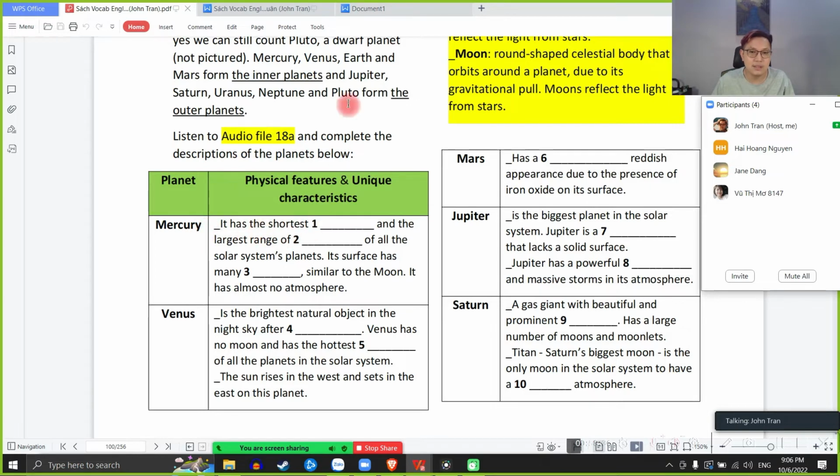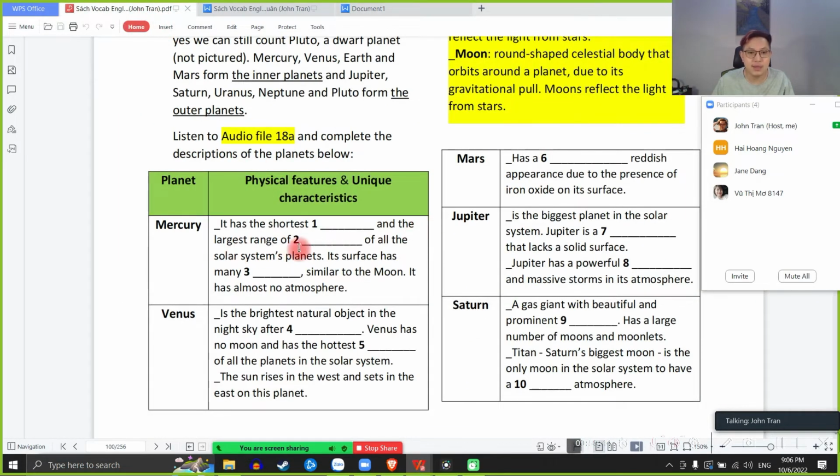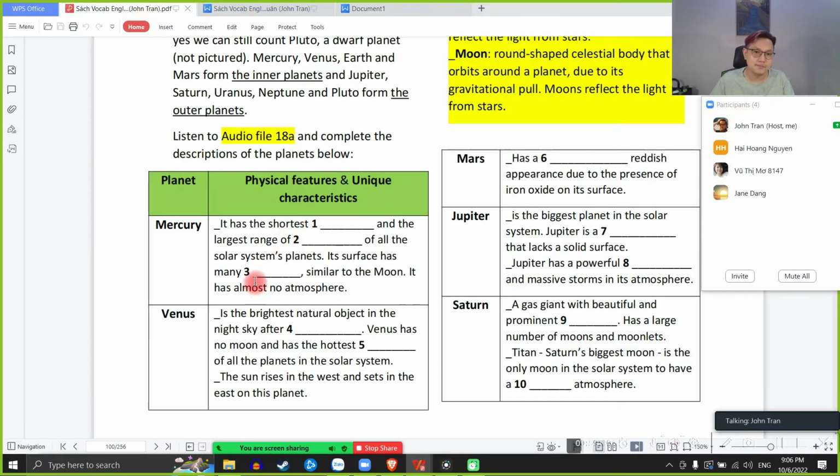So let's say Mercury has the shortest orbit and the largest range of temperatures of all the solar system's planets. Its surface has many craters, many holes like on the Moon. It has almost no atmosphere.